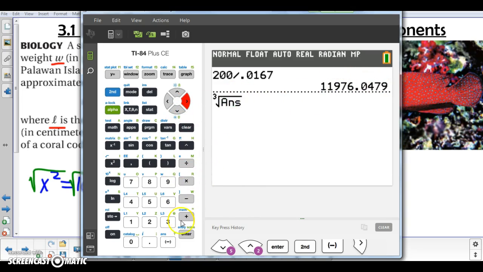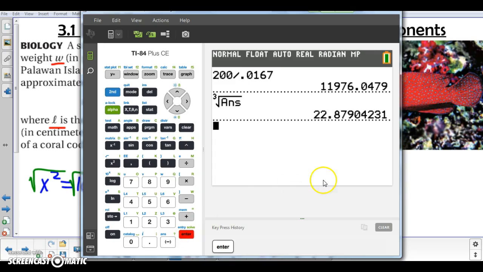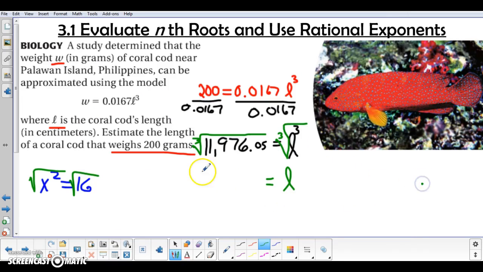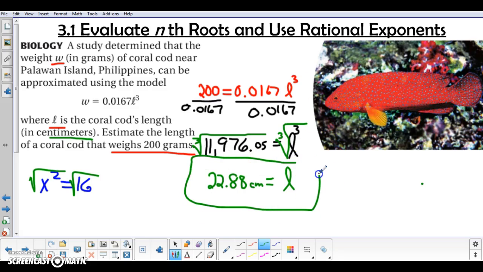With the right arrow to get on the outside, and then I hit enter to evaluate it, and up comes 22.88 or so. I'll go ahead and write that down here for our answer. So L is equal to 22.88. The length was labeled in centimeters, so I'll go ahead and put a little cm on this. So that's how long, 22.88 centimeters long. That's how big our coral cod is.